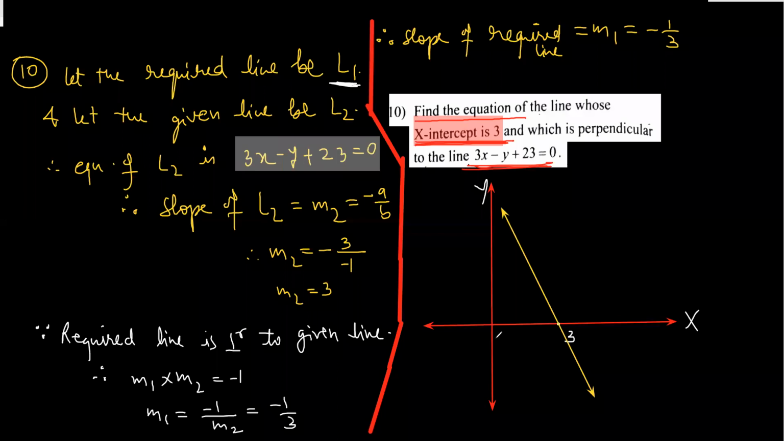Okay, what does it mean? This point is on the line. If this is the required line L1, then it is cutting the x-axis at 3. So this point is on the line, and you know the coordinates of this point. This is (3, 0) because the x-intercept is 3. The y coordinate of that point will be 0 because that point is on the x-axis. You know the definition of x-intercept.